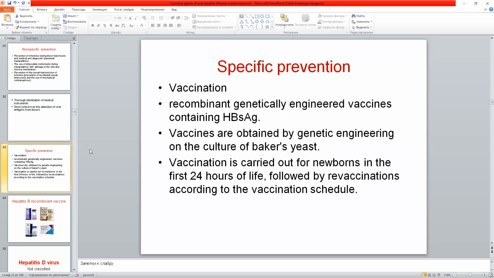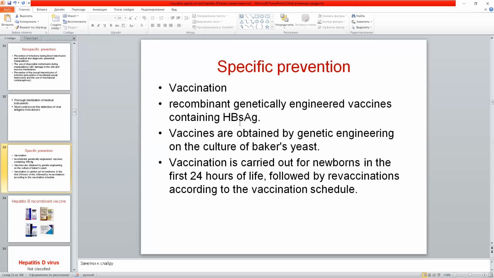And specific prevention, vaccination. Vaccine, fortunately, is developed, and it is a recombinant genetically engineered vaccine containing HBs antigen. I told you that this antigen is a protective antigen, and it causes development of antibodies, and these antibodies in the human body are able to protect from the whole virus. So the vaccines are obtained by genetic engineering on the culture of Baker's yeasts.